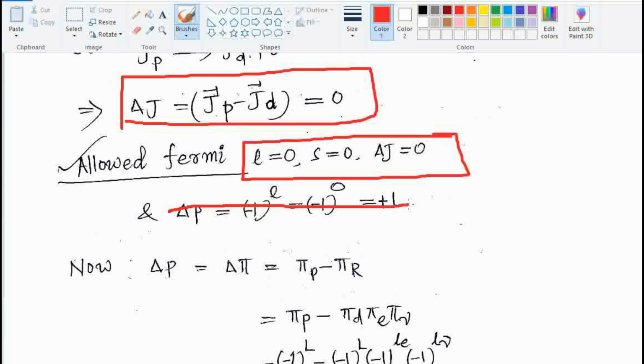Okay, del P equal to del pi. We can find the change in parity by subtracting the initial parity, that means whatever the parity was of the parent nucleus, from the reactant side, because on the reactant side there are 3 particles. One is the daughter nucleus, another is the electron or positron, and the last one is the neutrino and antineutrino.